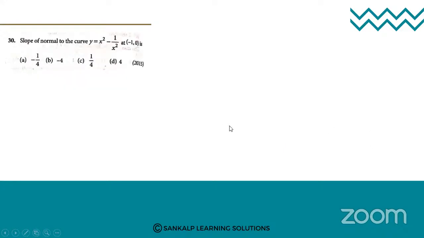Next question, question number 30. Slope of the normal to the curve is. Okay, so you all know how to solve it. I will give you 1 minute. Try to solve. First find the derivative, because slope of the normal will be minus 1 upon dy by dx. Simplify it quickly and tell me the answer. The point is given here: minus 1 comma 0.